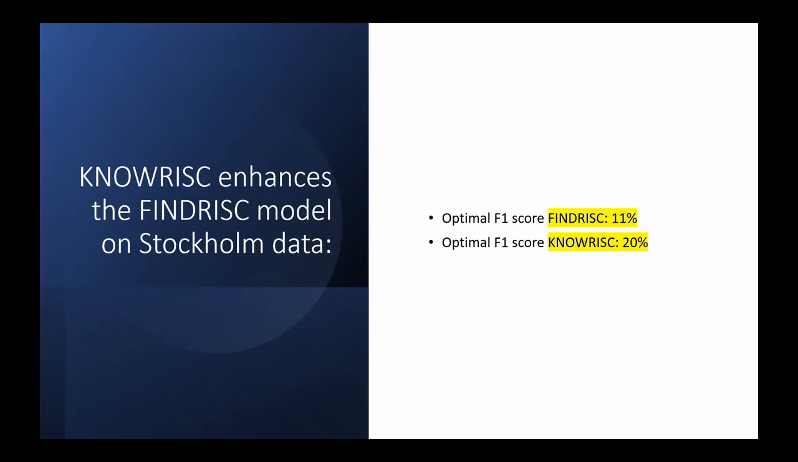So by stacking the Knowrisc model with a machine learning model and adding several new variables of the socioeconomic type, we managed to improve the score significantly from 11%, which is the original Knowrisc model on the Stockholm data, to 20%, which is this Knowrisc model's score. With this improved Knowrisc model, we can more reliably say something about a person's risk of developing diabetes, particularly if that person lives in the Stockholm region.